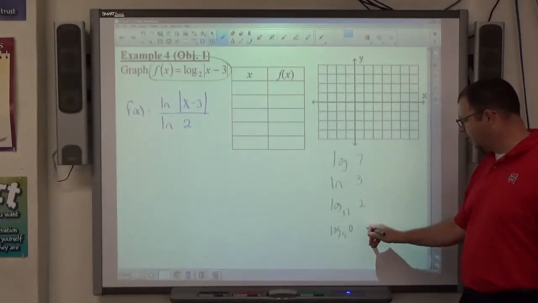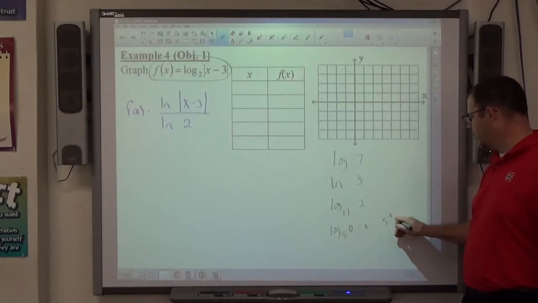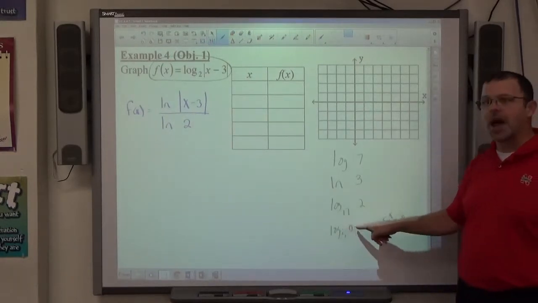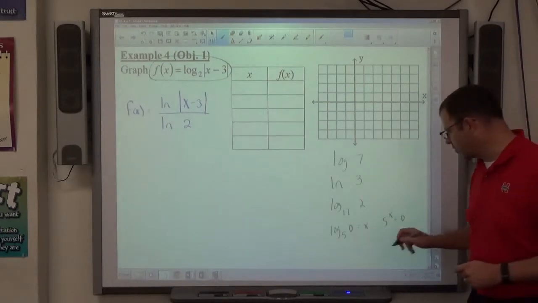Let's look at that one. This says 5 to the x power equals 0. So I need somebody to pick me a power that if I raise 5 to that power, I'm going to get 0 out. Not possible, right? So log of 0 is out. We can't do log of 0. That's illegal. All right, let's try another one.